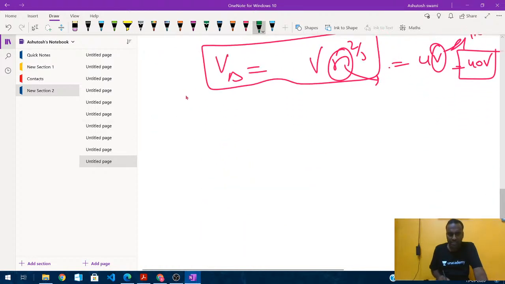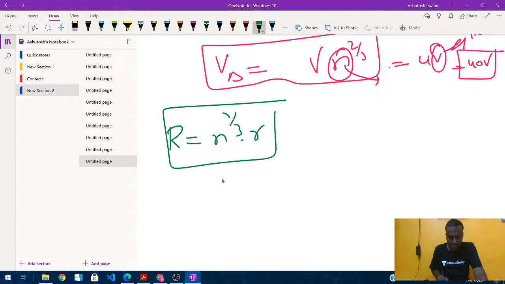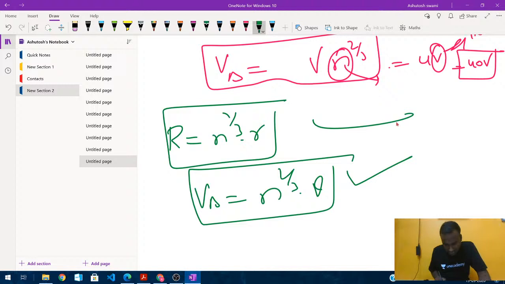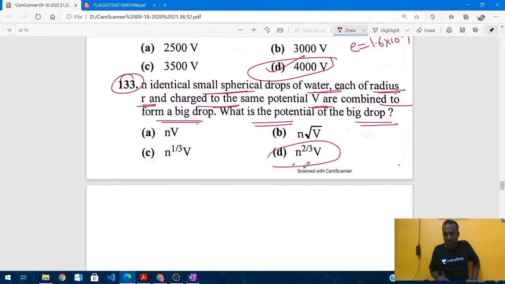So generally, for the bigger droplet, the radius is n power 1 by 3 times the smaller one. The potential of the bigger droplet, if I say over here, is n power 2 by 3 into V. Okay? Yeah, students, this is the way to solve this question. N power 2 by 3 V.